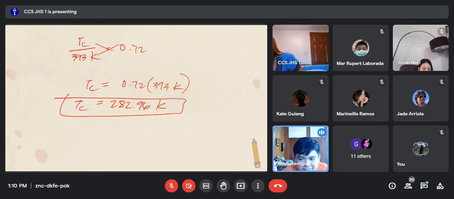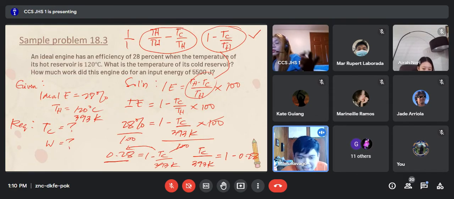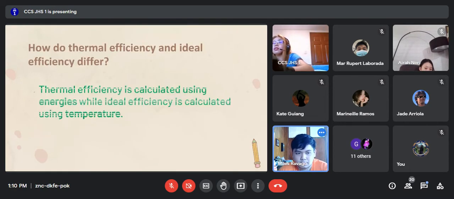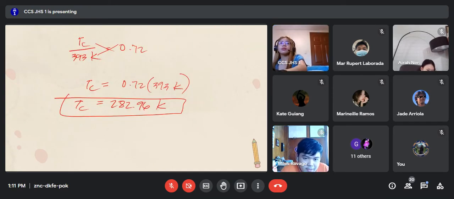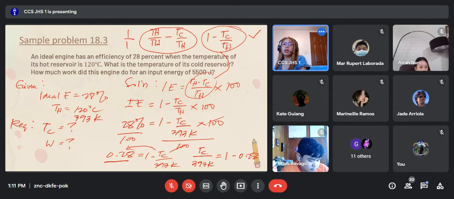Can we go back to the slide on the difference between thermal and ideal efficiency? Okay? Next one. Any question for this? Kindly screenshot. Question? Okay, none.